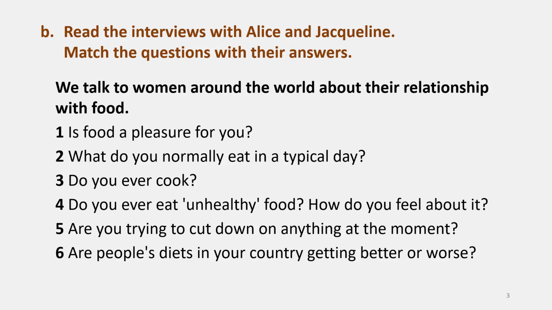And for question 4, do you ever eat unhealthy food? How do you feel about this? Unhealthy foods, I consider, are foods that contain a lot of fat or a lot of sugar. For me, I do not eat a lot of unhealthy foods, and I think fatty foods are also unhealthy foods.